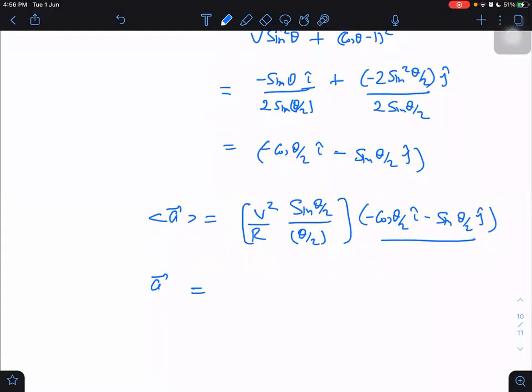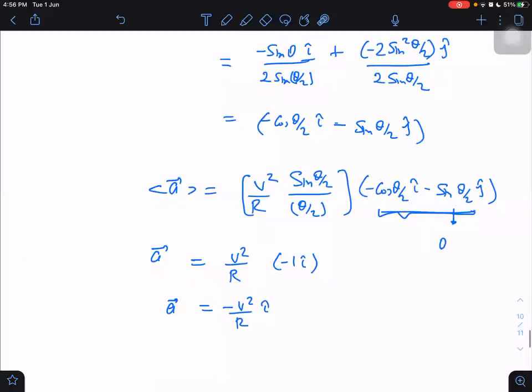How to get instantaneous? Instantaneously, the magnitude was v square by r. What will be the limit of this unit vector when theta tends to 0? Minus cos theta by 2 will become minus 1, minus 1 i cap. And sine theta by 2 will become what? Sine theta by 2 tends to 0, so it will be 0 only. So it will be minus 1 i cap. So it will be minus v square by r along i cap. That is the acceleration.